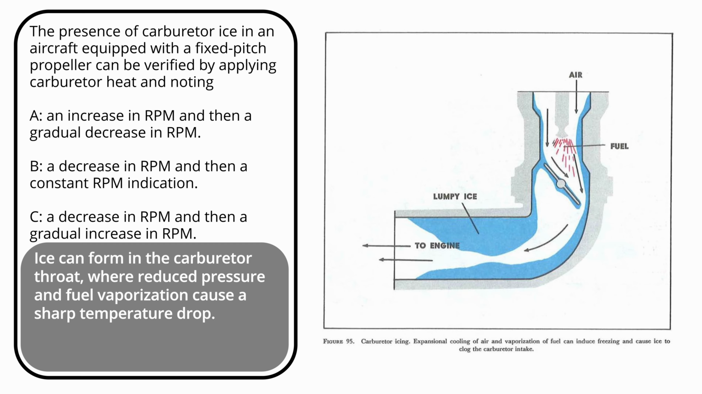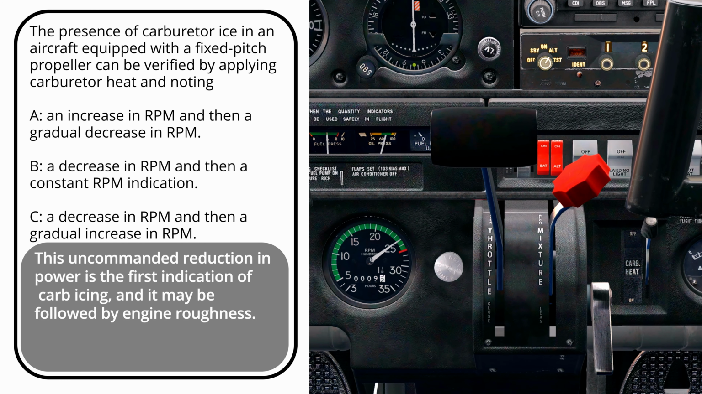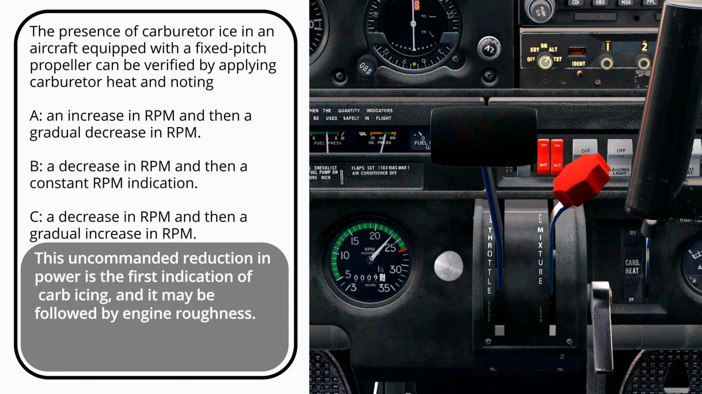Ice can form in the carburetor throat where reduced pressure and fuel vaporization cause a sharp temperature drop. The buildup of ice reduces power because it restricts the flow of the fuel-air mixture. This uncommanded reduction in power is the first indication of carb icing, and it may be followed by engine roughness.